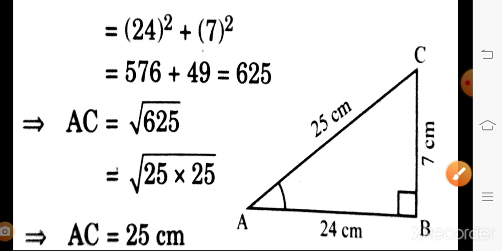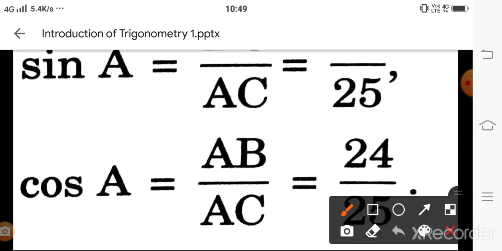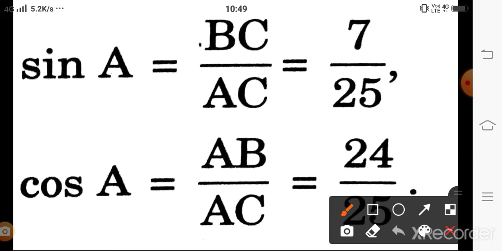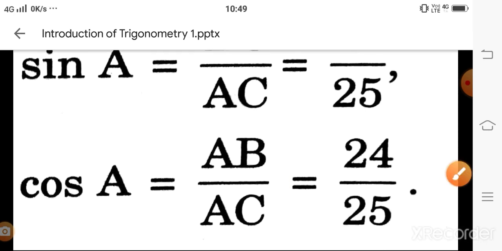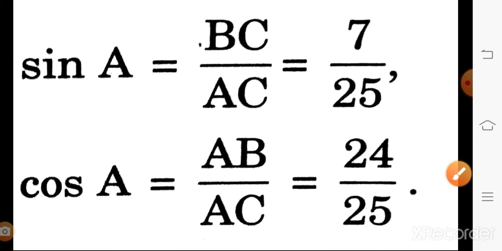If we have the perpendicular, base and hypotenuse, we are able to tell the value of sine A and cos A, because sine theta is perpendicular upon hypotenuse and cos theta is base upon hypotenuse. From the above diagram, the perpendicular is BC and the hypotenuse is AC. Putting in the values, sine A is 7 upon 25. Cos A is AB upon AC, which is 24 upon 25. These two are the required values for sine A and cos A.